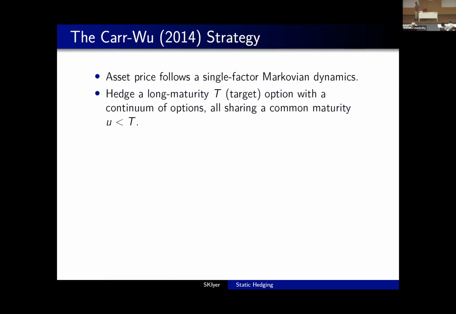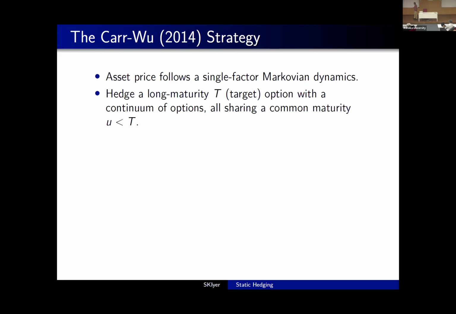And what one does is to hedge a long maturity. So this capital T is the maturity of the option that we are trying to hedge. That's called the target option. And what one tries to do is to hedge this long maturity option with a continuum of liquid options, all sharing a common maturity, small u.